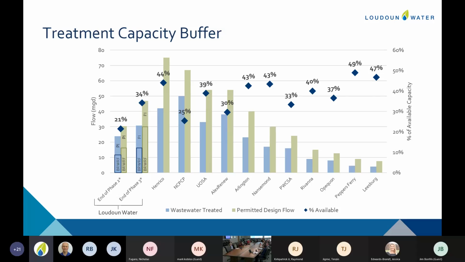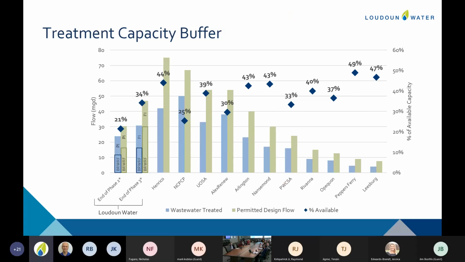So Henrico County, is that the Richmond area? Yeah. I've been to their facility. The permitted design flow, yeah. So what you see as these percentages get low, we've got Alex Renew, they're working on their tunnel project, also looking at increasing capacity. So really being in this 30 to 40% range would get us up to the same level of buffer that these communities have.